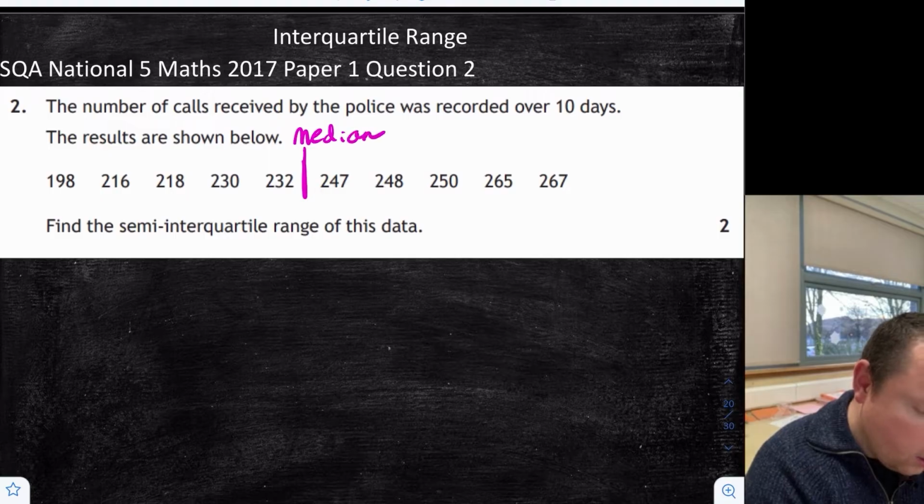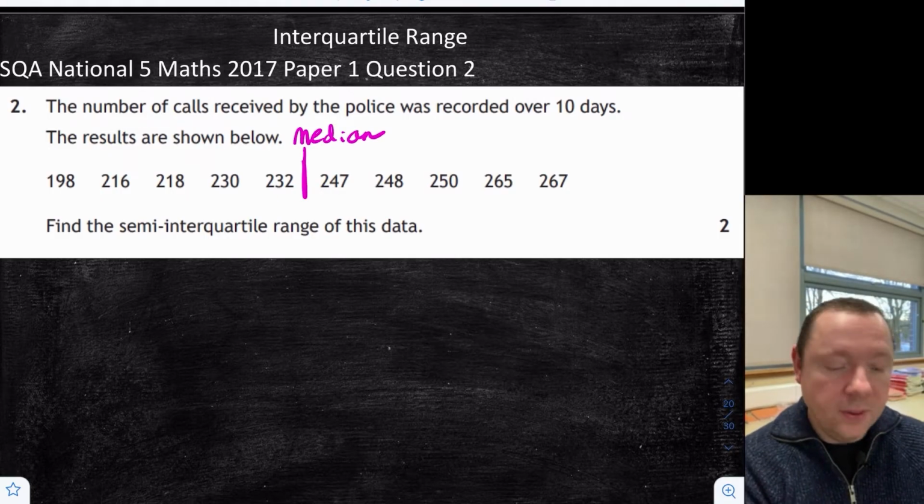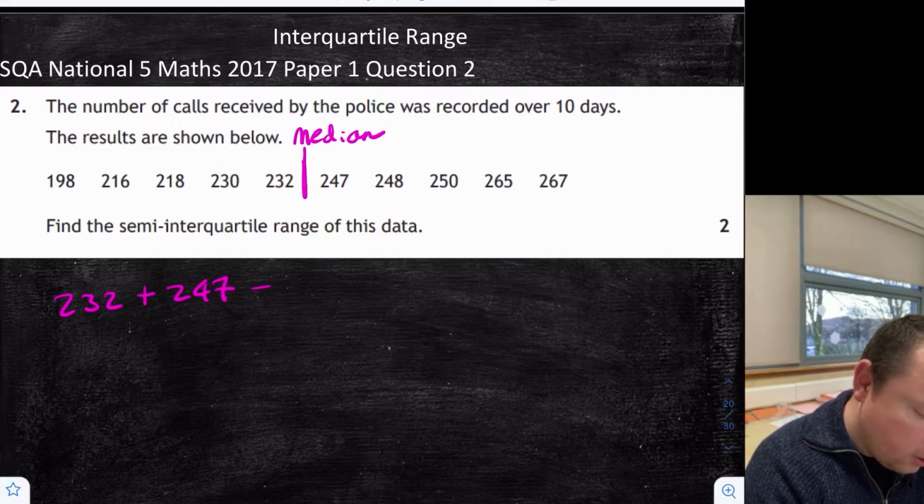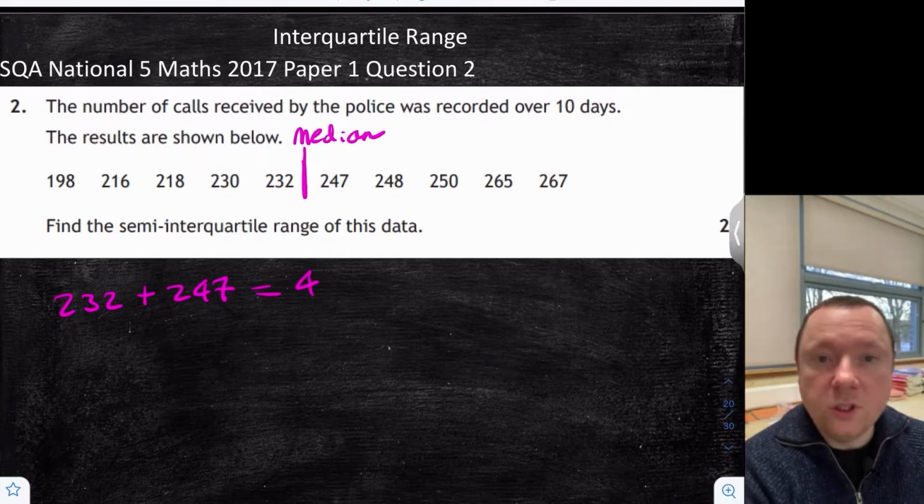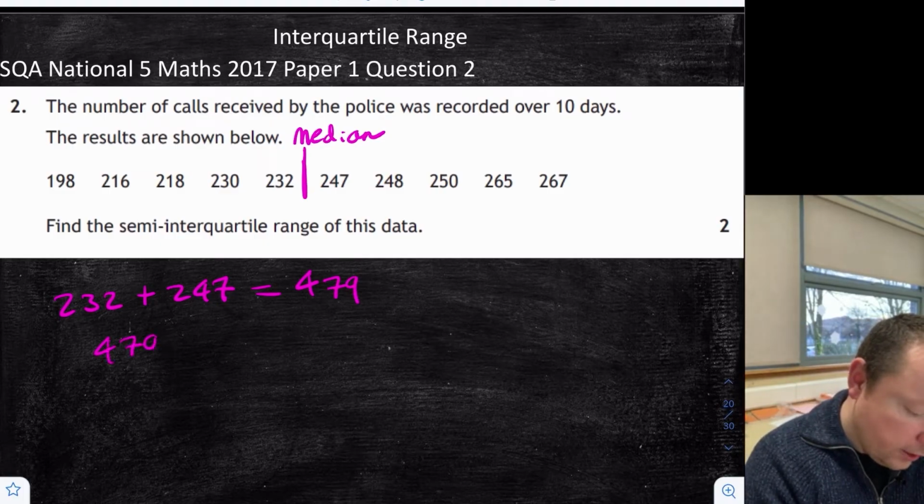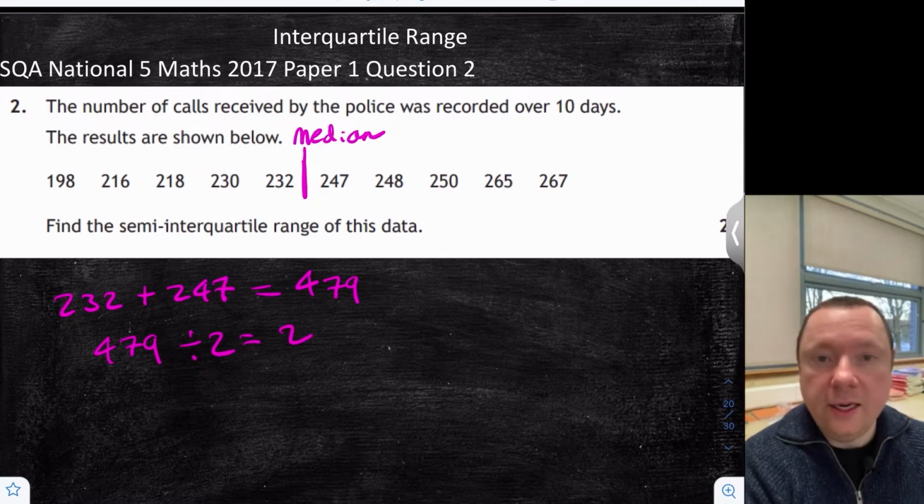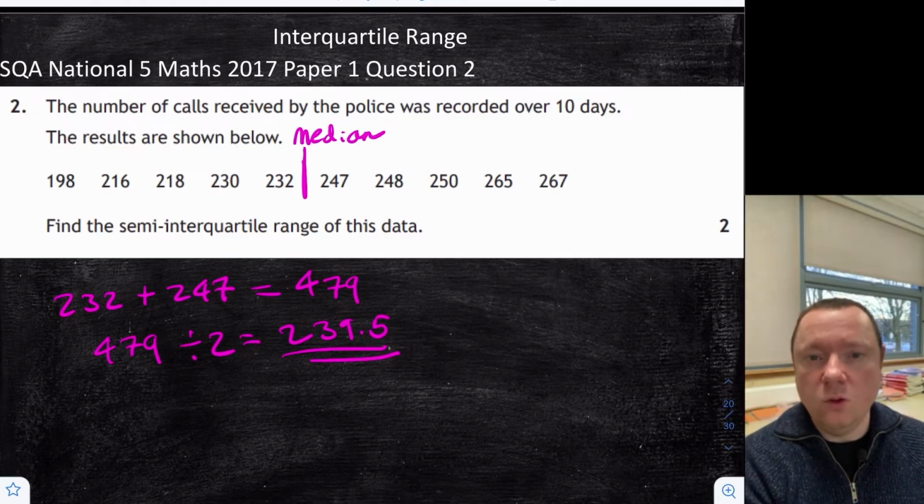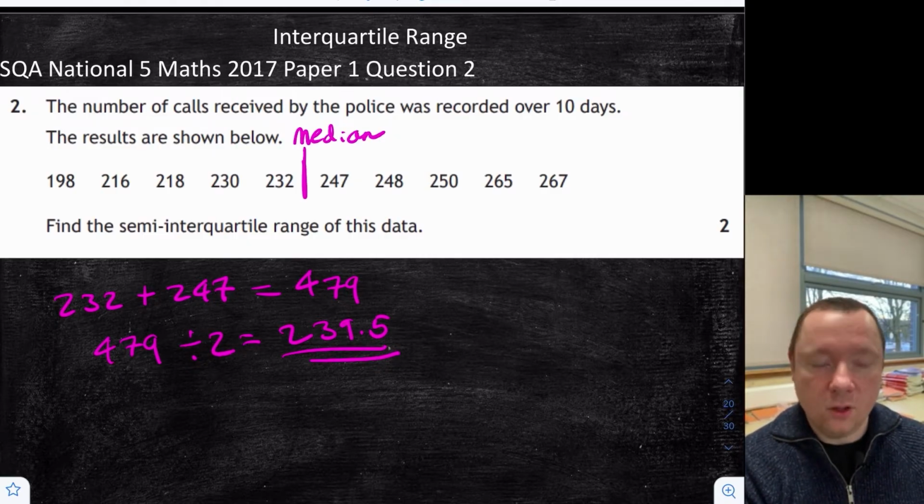There are a number of ways to work these out, but basically you want the middle of these two numbers. One of the quickest ways is to add them up and divide by 2. So I'll do 232 plus 247. You can use a calculator for that if you want. 479, and then divide by 2. 479 divided by 2 is 239.5. Now technically you don't actually need the median for this question, but I always work it out anyway because you often need it for other questions.